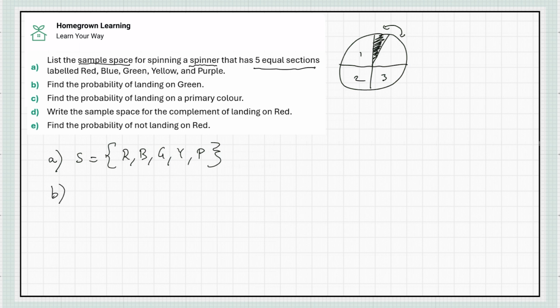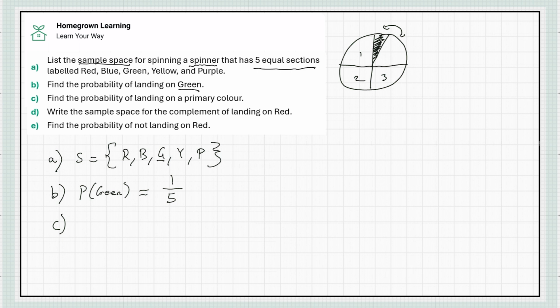Okay, find the probability of landing on green. So the probability of green. So again, probability is the number of favorable outcomes divided by the total number of outcomes. So we only have green as our favorable outcome. That occurs once. So our total number of favorable outcomes is 1. And our total number of outcomes is 1, 2, 3, 4, and 5. Alright, so we've done our probability. We have a 1 in 5 chance of getting green.